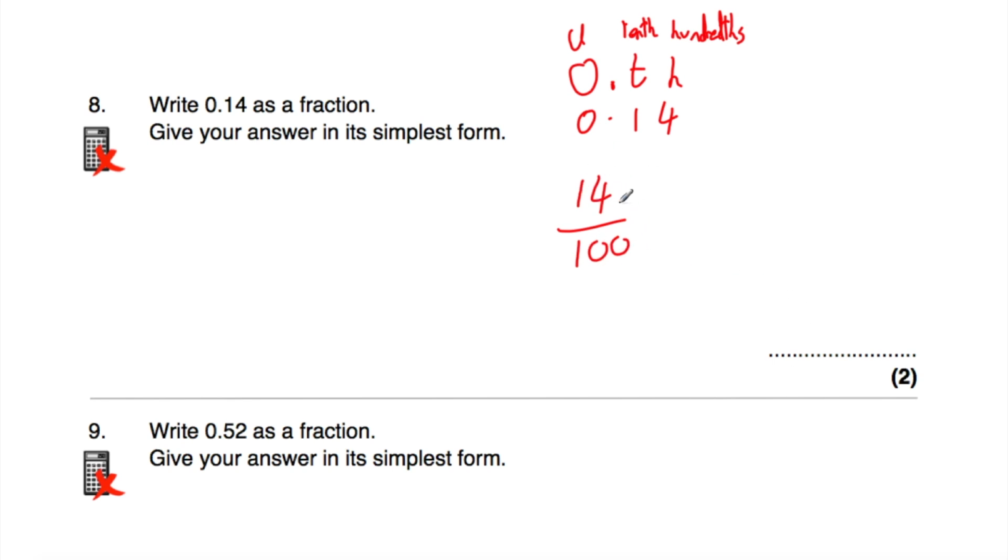Now I've been asked to cancel this down, so let's divide both of those by perhaps 2 to begin with. So it's going to be 7 over 50. And actually that's it, 7/50. So we've cancelled it down as far as we can. So 0.14 as a fraction would be 7/50 in its simplest form.